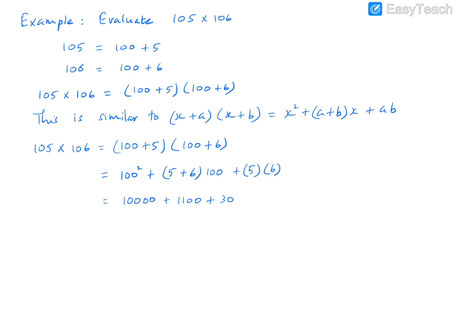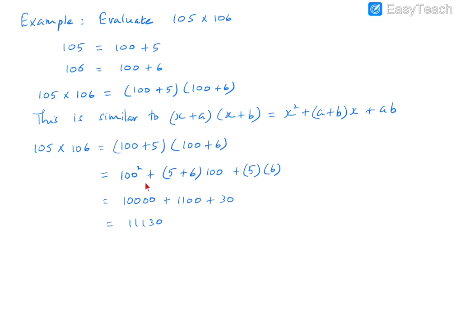So we'll have 10,000, 1100 and 30, and if we add these three numbers we get 11,130, okay? So it's 11130. So we have seen here how we can use the algebraic identities in performing some calculations. When you're given some numbers like this, we can represent those numbers in a style similar to one of the algebraic identities, and then use the identity to perform the calculation. So we have evaluated this product without actually multiplying these two numbers.